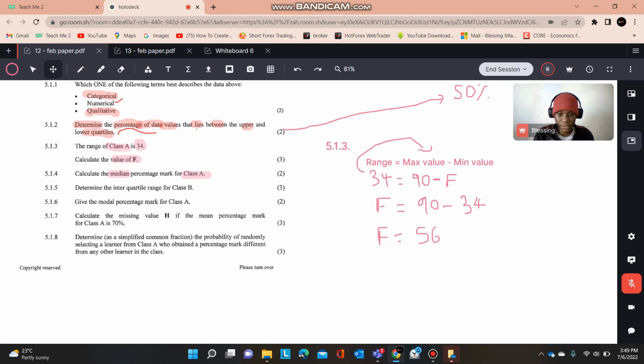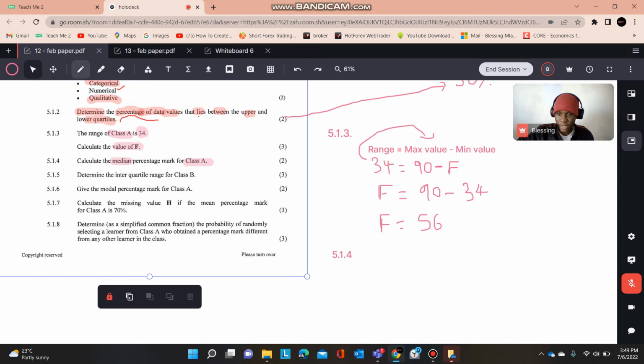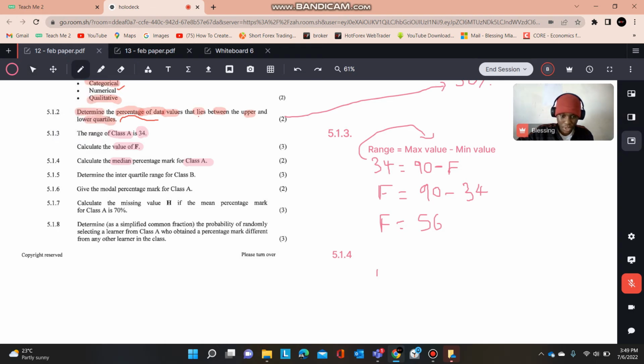So in this case, we're doing 5.1.4, right? So 5.1.4, our median will be equal to 67 plus 69. Remember, we're left with two numbers in the middle, which are the two middle numbers. We divide them by 2, and then your answer will be 68. So this 68 over here is your median.